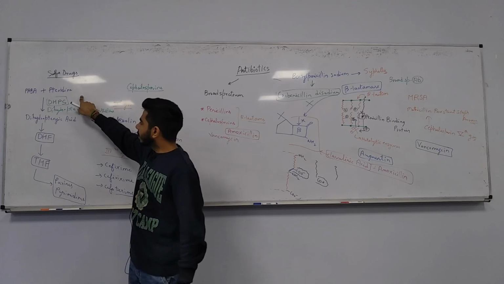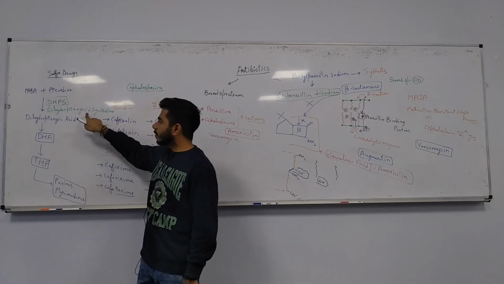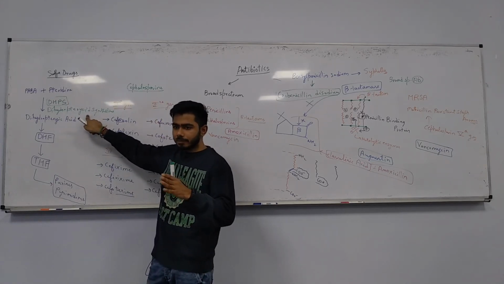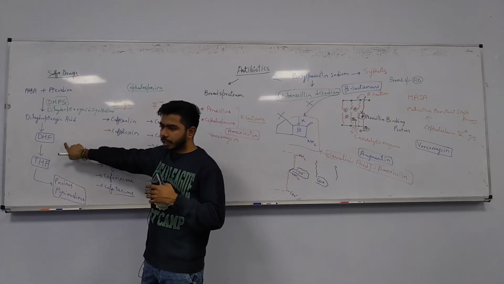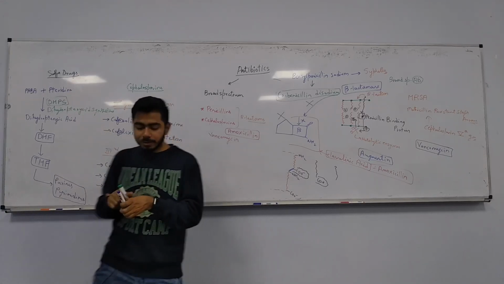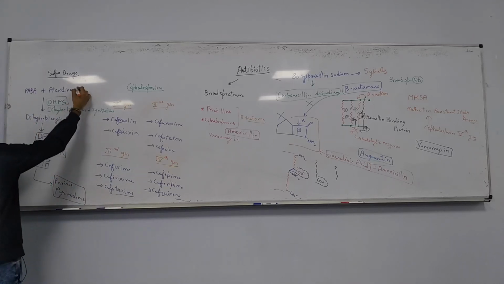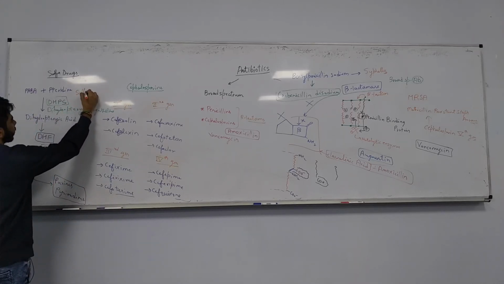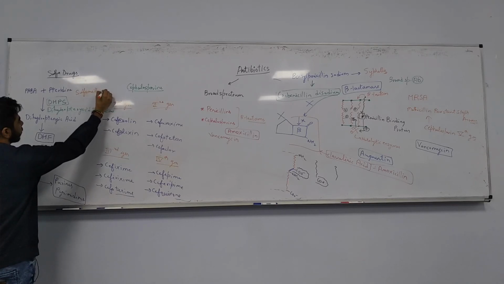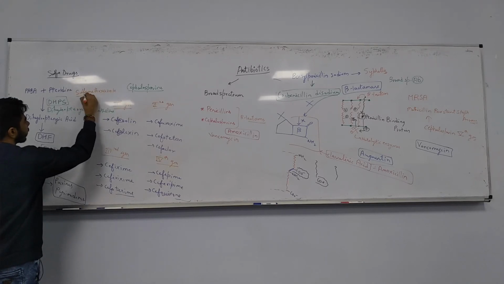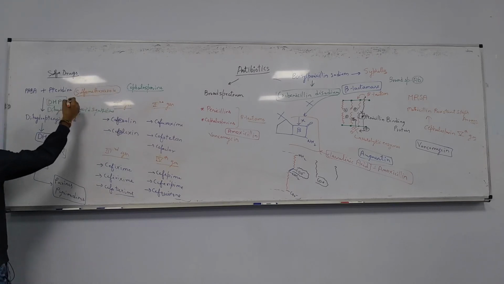Okay, so PABA plus pteridine, they are actually converting into dihydropteroic acid with the help of DHPS, that is the dihydropteroate synthetase. Then it was converting into the DHF. DHF is converting into THF with the help of enzyme, that is dihydrofolate reductase. That is DHFR, dihydrofolate reductase. Okay. Then we are having in the sulfa drugs, we are having two drugs. One is sulfamethoxazole, and one is trimethoprim.